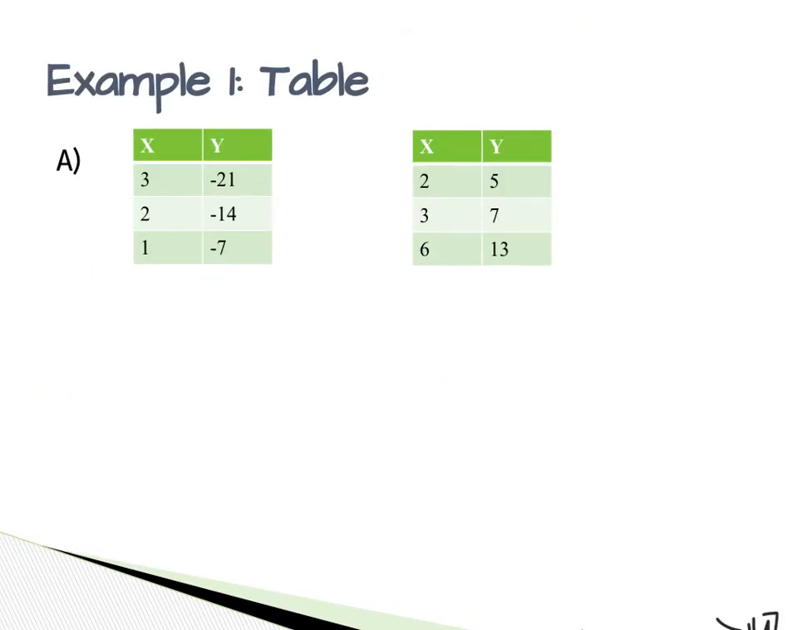Okay, you can pause it and try this one on your own. You're just going to find your k, which is going to be y over x, and if it's the same each time, that's going to be a direct variation. If it's not, then it's not a direct variation. Pause the video and I'll give you the answers in just a second.